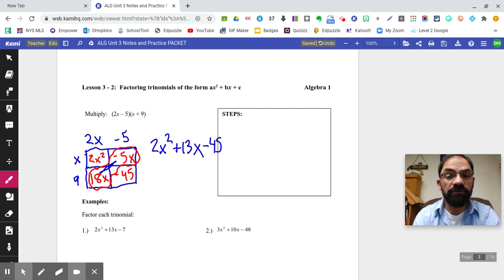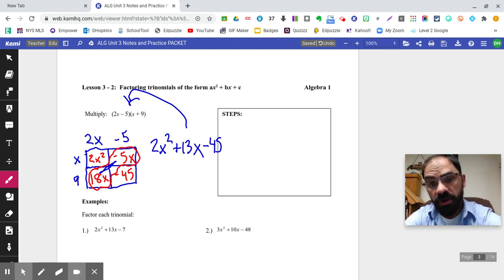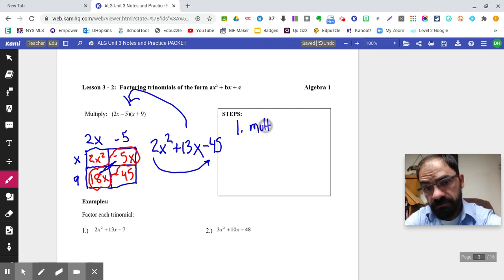Okay, so that was the original trinomial that factored into the product of two binomials. So that's what we're doing today. We're working backwards. So the steps: step 1 is multiply the leading coefficient to the end.